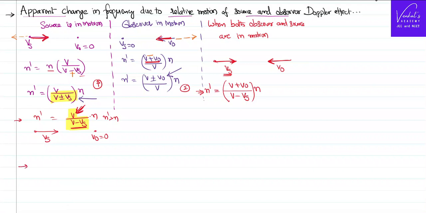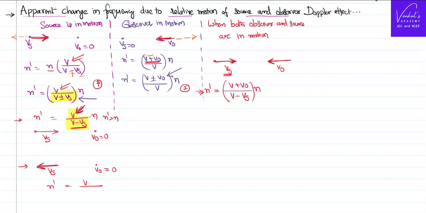If the source is going away from the observer in the state of rest, n dash has the numerator v only, as you know, as we have derived. In the denominator, the question is you have to write either v plus vs or v minus vs. As the source is going away, the apparent frequency is less, we know.